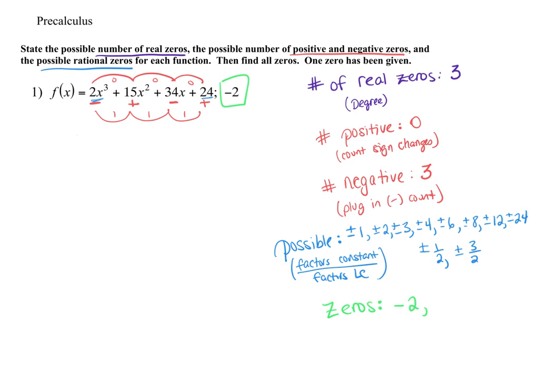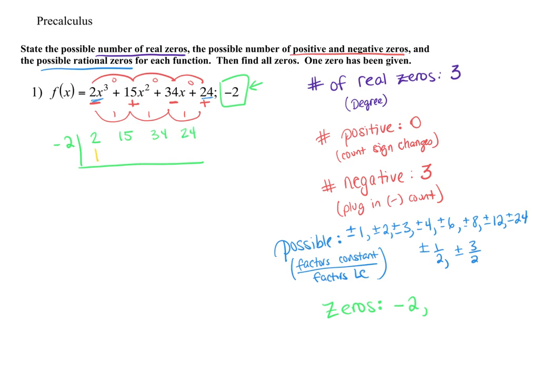All right, so I'm going to do synthetic division. Remember, if they give it to you like this, you do not change the sign. So I'm just going to use the -2. Make sure you've accounted for every exponent from the highest to the lowest. So I have 2x cubed, 15x squared, 34x, and 24 as my constant.